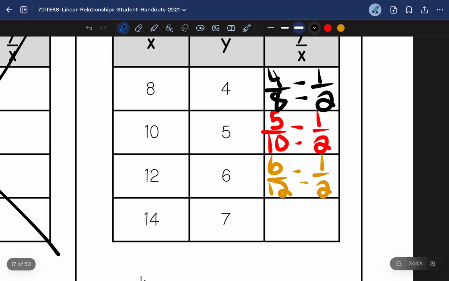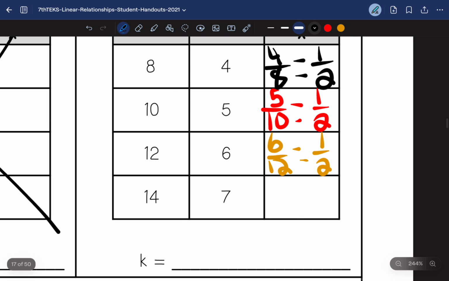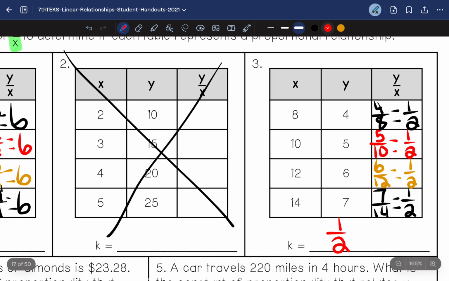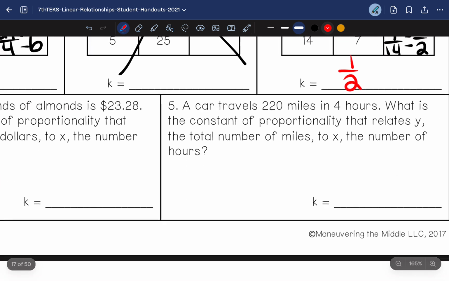And then this last one is ordered pair 14 and 7, and that ratio is 7 over 14, which I could divide both those numbers by 7, and it simplifies to 1/2. So it's safe to say that k, the constant of proportionality in this problem, is 1/2. If those ratios divide to the same number, then it's proportional.